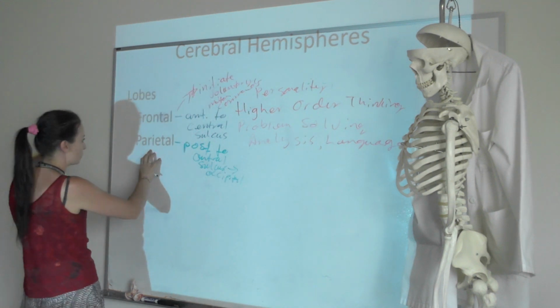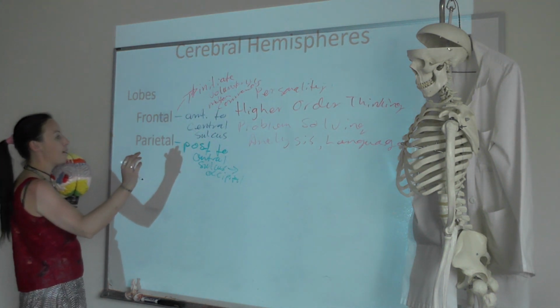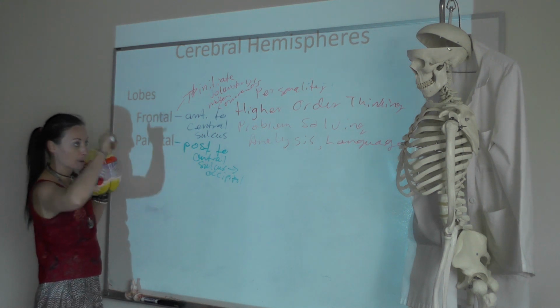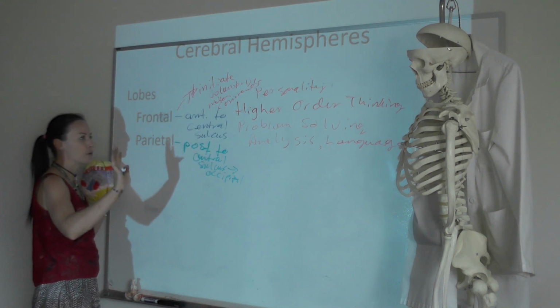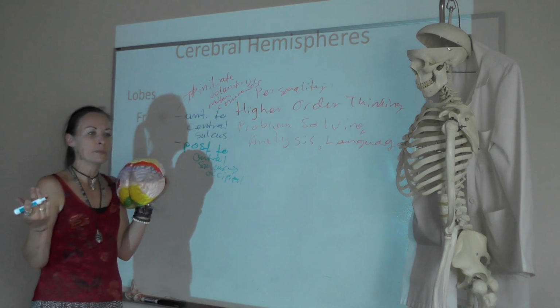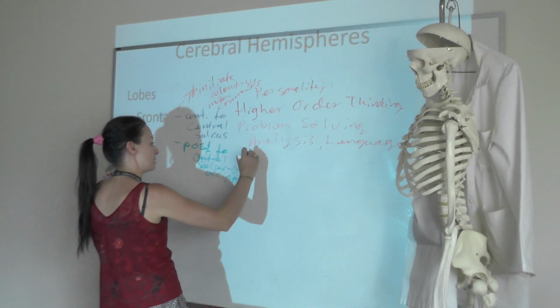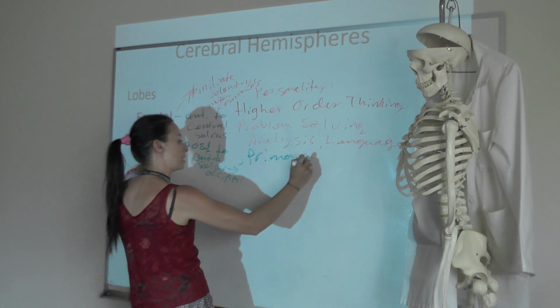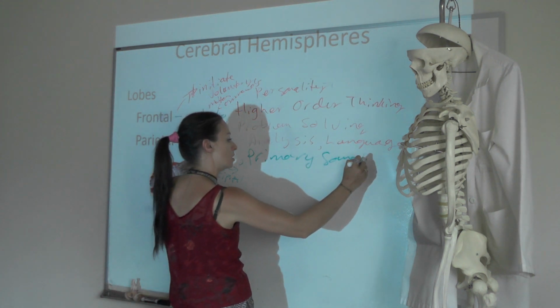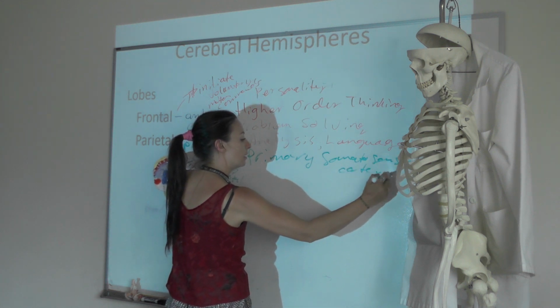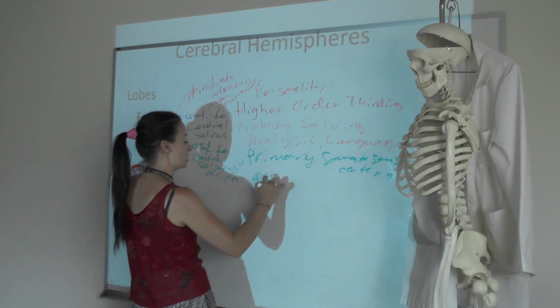So the parietal lobe's big function is to act as our primary somatosensory cortex, but also to associate all of those general somatosensory things with the memories that we're forming. So we'll say this contains the primary somatosensory cortex, and we'll say association areas.